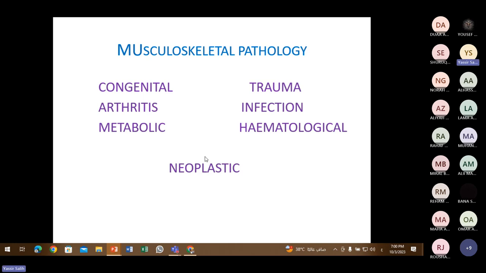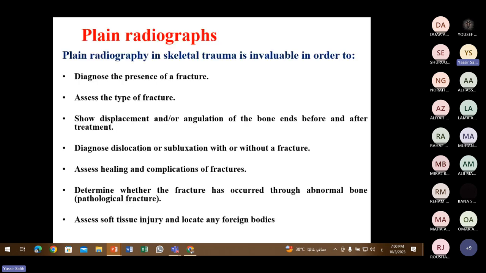Neoplasms such as osteosarcoma, Ewing sarcoma, chondrosarcoma, or fibrosarcoma, or benign tumors, even chondroma, or any other benign neoplastic disease. From this slide on forward, we are going to talk about the role of imaging in trauma.